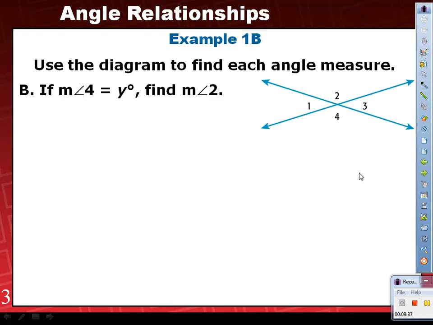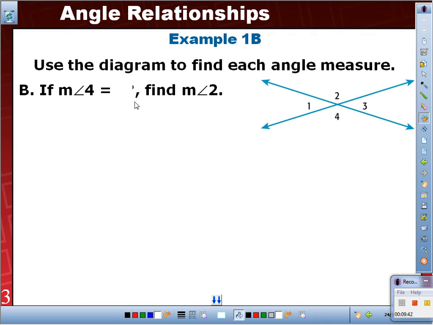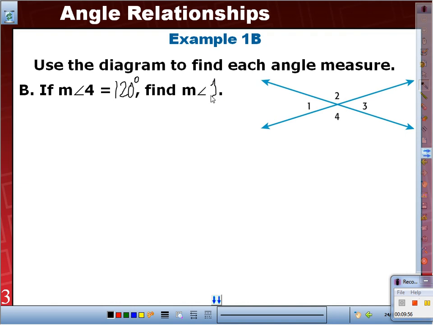Example 1B. Copy this one. And I'm going to label this one, measurement of angle 4 is 120 degrees. Find measurement of angle 1. Let's see if you can come up with a two-column proof for that. Okay, copy and go. I'll give you some time.